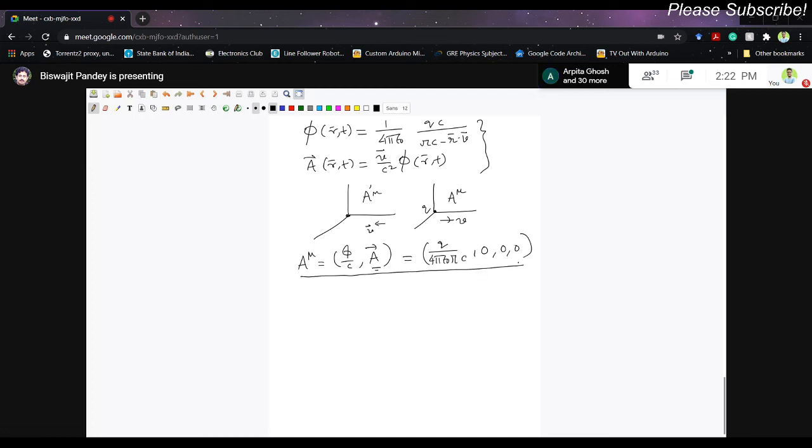But before doing that, we have to find out a general expression for this term. How can we write a general expression for this term? To do that, we define two 4 vectors. One is r mu. What is r mu? R mu is a 4 vector, position and time, which includes both of them.